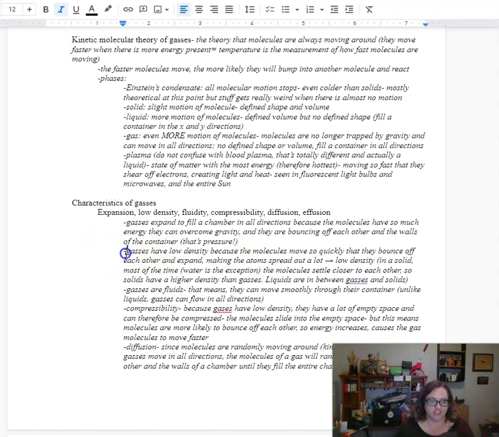So that's expansion. Think about, again, our kids in a classroom. If they've got a lot of sugar, you want them to go outside, because they're starting to increase the pressure in the classroom by bouncing into things, and they're starting to spread out.